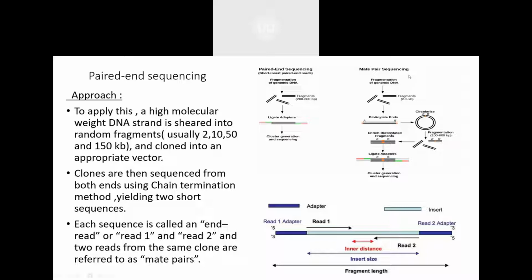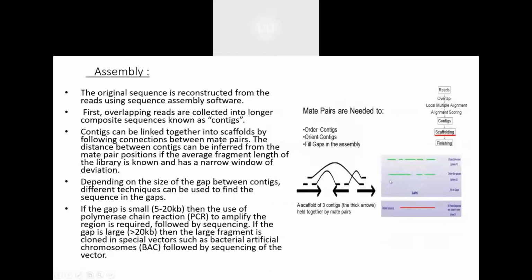Next, for mate pair sequencing also, we fragment the genome, we get certain fragments, we biotinylate the ends, and these biotinylated ends get circularized, and the two ends come adjacent to each other. Next, this is fragmented, and we purify the biotinylated fragments. So these are the enriched biotinylated fragments, and we ligate the adapters. And then again, we go for cluster generation and we go for sequencing. So we have read the sequences.